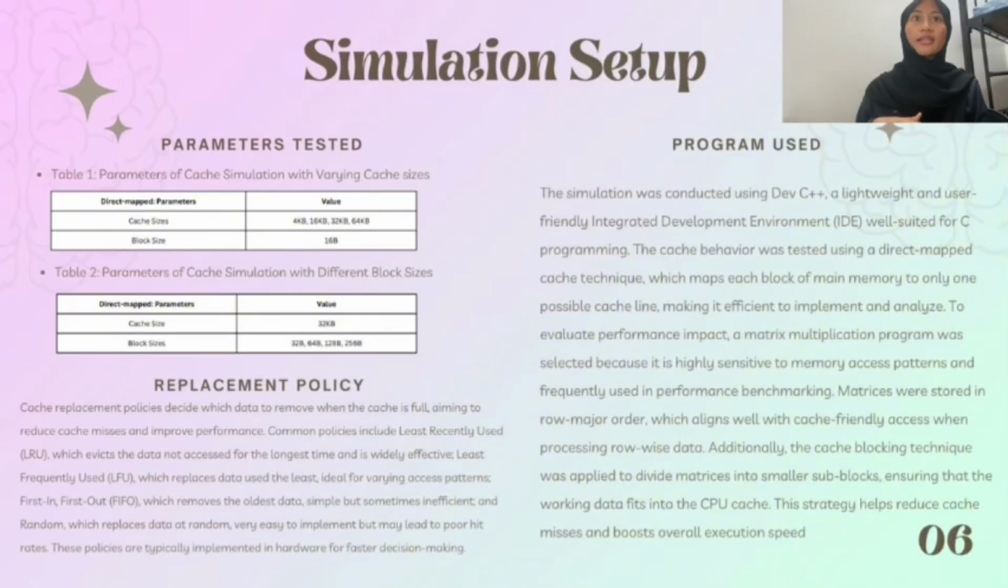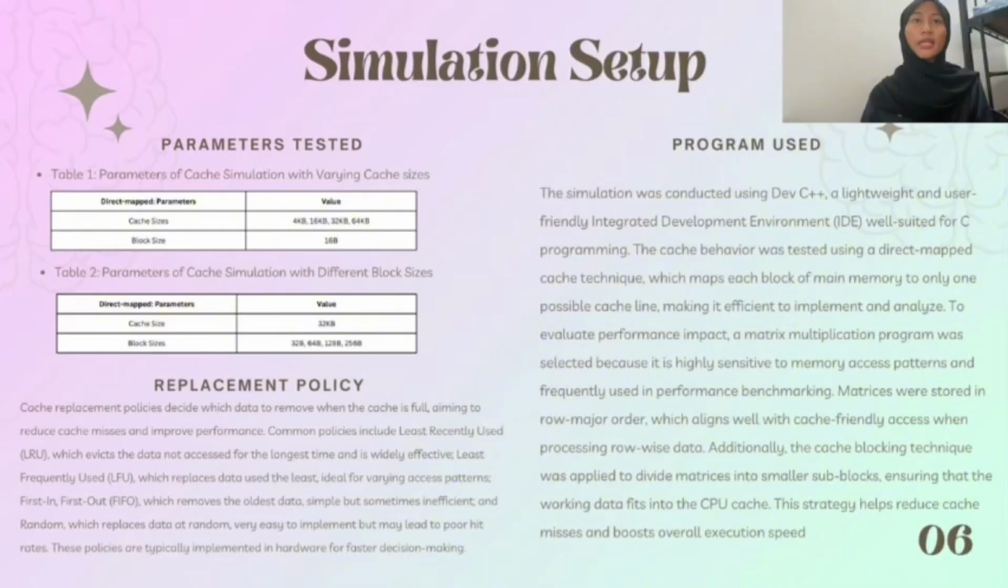Next, under the replacement policy, we applied common strategies such as LRU, which is least recently used, FIFO, first in, first out, and random. These policies determine which data to remove from the cache when it's full. LRU removes the least recently accessed data, while FIFO removes the oldest inserted data, and random selects a block randomly for replacement. Each policy was selected to test how it influences efficiency and data reuse.